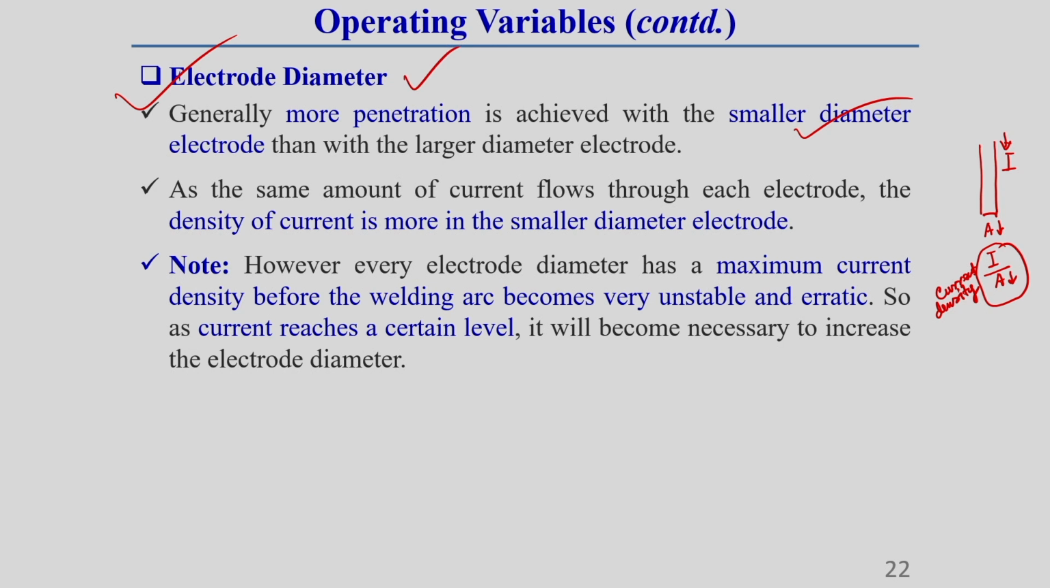But here one thing you should keep in mind: every electrode diameter has a maximum current density before the welding arc becomes very unstable and erratic. When current reaches a certain level, it becomes necessary to increase the electrode diameter. A particular type of electrode has a particular range of maximum current carrying capacity. For some applications, if the current level is higher, we should change that type of electrode. Understand what I am telling?